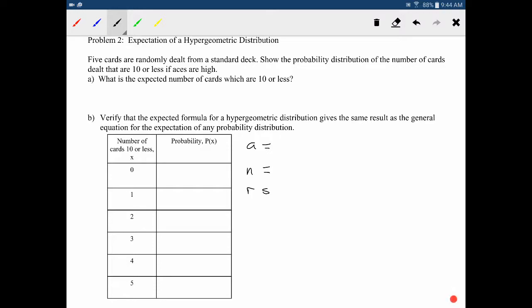So A is the number of cards that are 10 or less. And so there's actually 36 cards that are 10 or less. Okay. And then we go N. Well, N is the number of cards in this case, so that would be 52. So that's the number of cards. And finally, R is how many we're taking, so that would be 5. Okay, so we're selecting 5 cards.